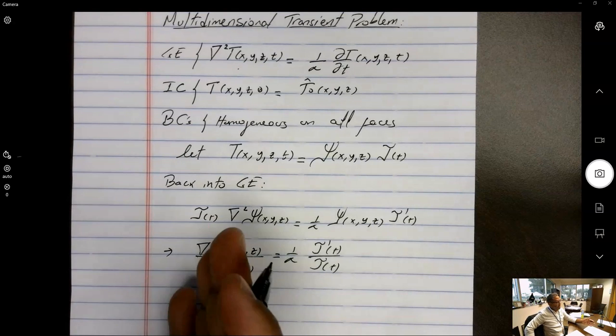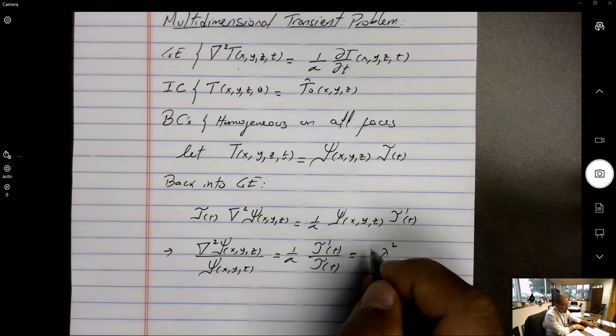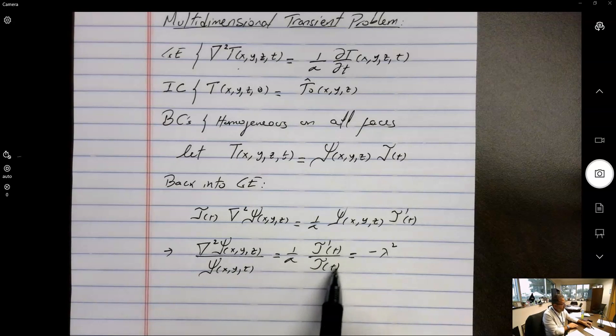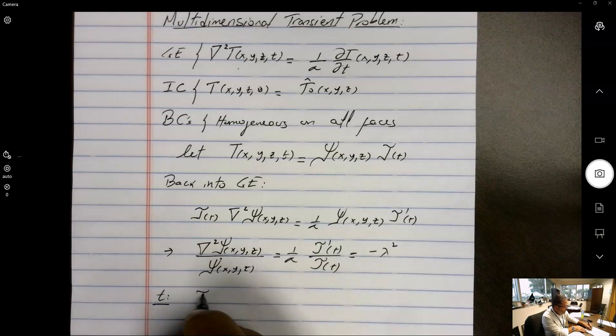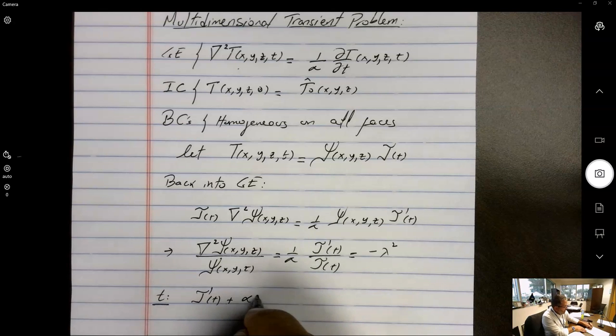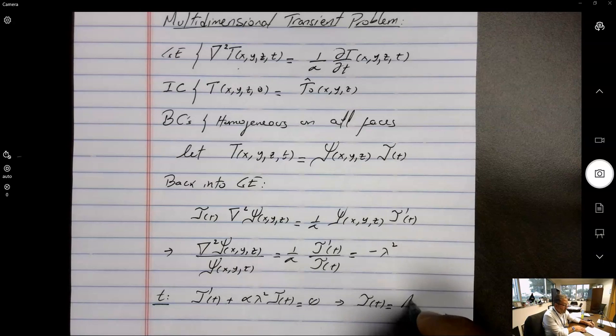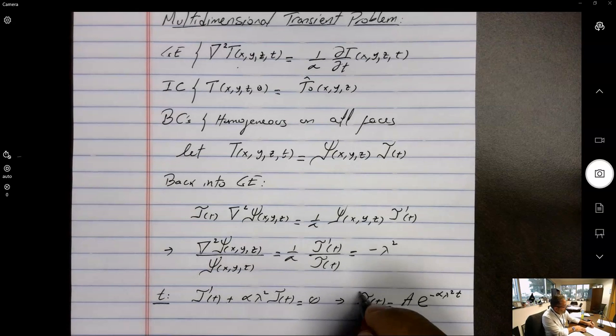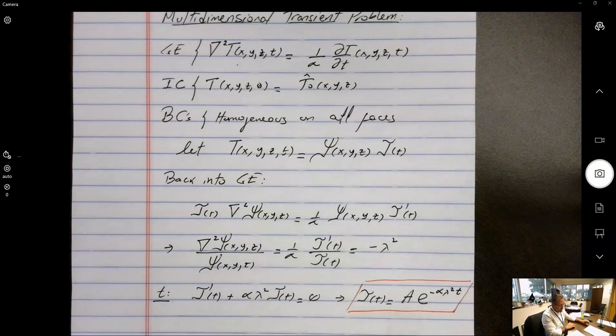And as you can see, the left is a function of space, the right is a function of time. This can only be equal to a separation constant, and that constant has to be negative in order to yield a decaying exponential solution in time. So when you solve this in time, you'll find exactly the same solution. The equation is tau prime plus alpha lambda square tau of t is equal to 0, which yields a solution tau of t equals A e to the minus alpha lambda squared t. Same decaying exponential solution in time. So all diffusion problems have this behavior in time.